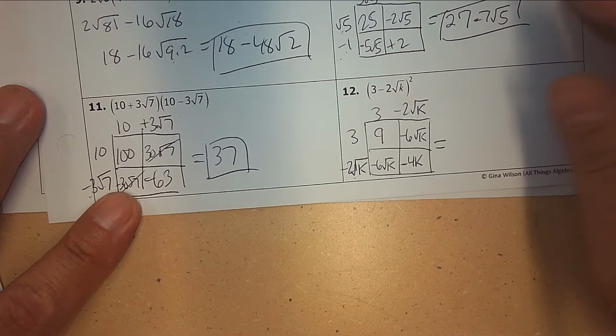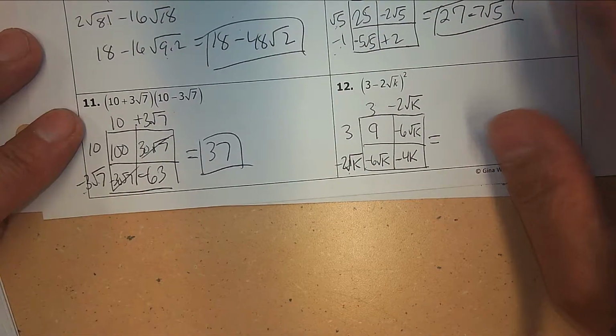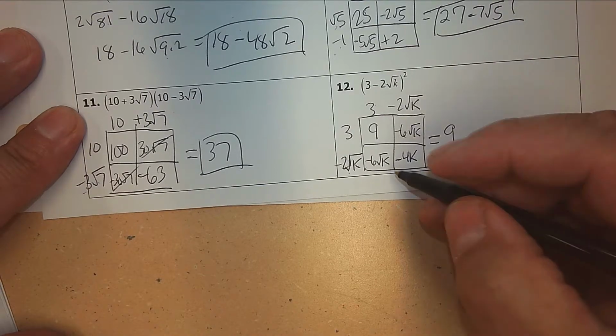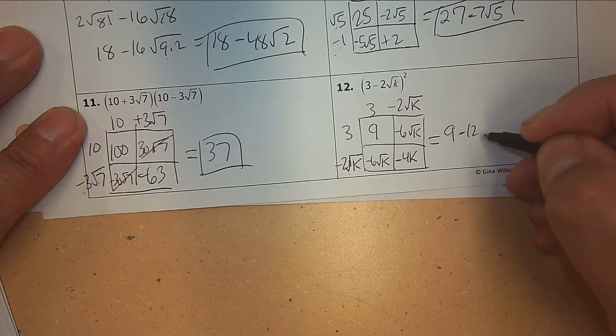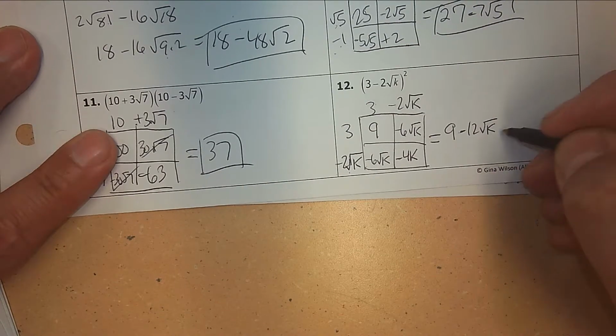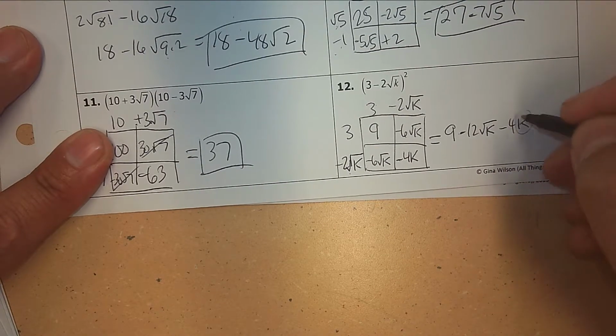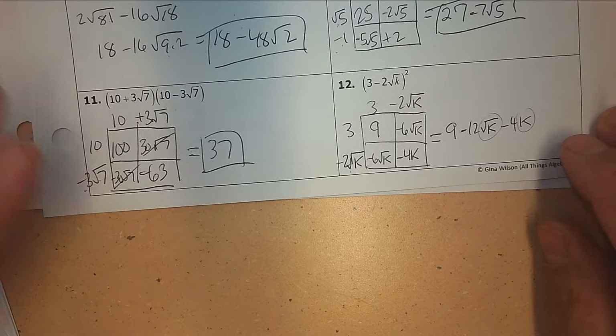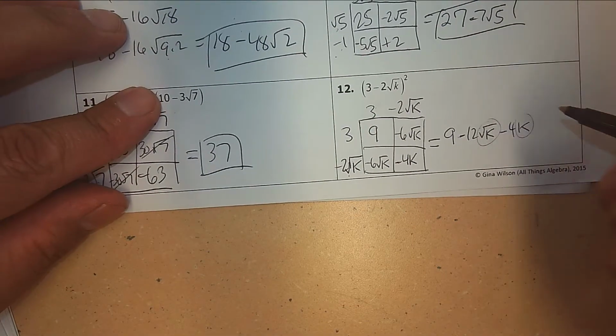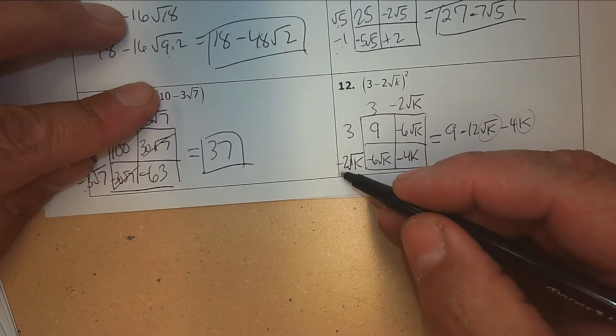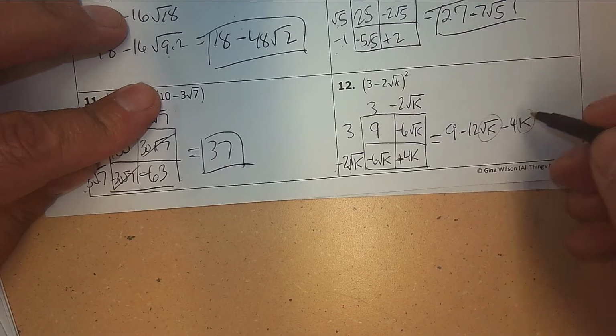So just combine like terms. So I have 9. I have negative 6 and negative 6, which is negative 12 root k, and then negative 4k. Notice k and root k are not like terms, so they can only go beside each other. Oh, wait a second. A negative times a negative is plus, so this should be a plus.